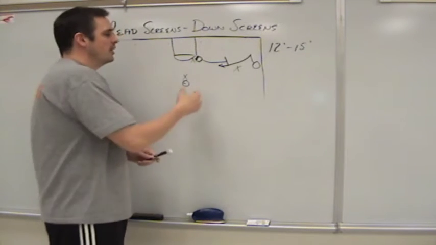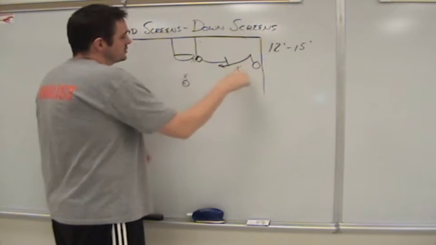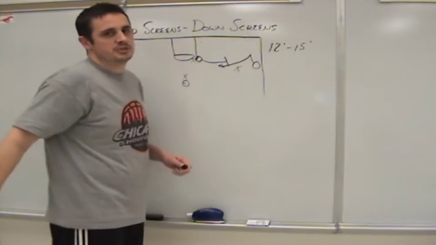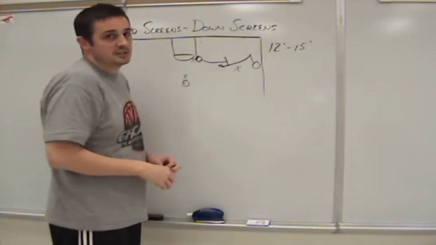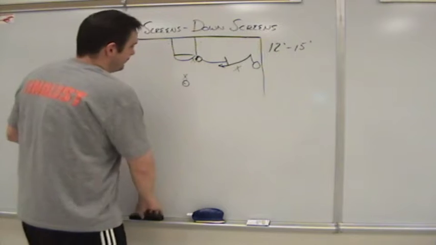I usually tell them either make 2 cuts or 3 cuts and rotate. So these 3 players would each play the passer, the screener, and the cutter positions. After they get all the way through, they switch offense and defense. So that's read screens and down screens.